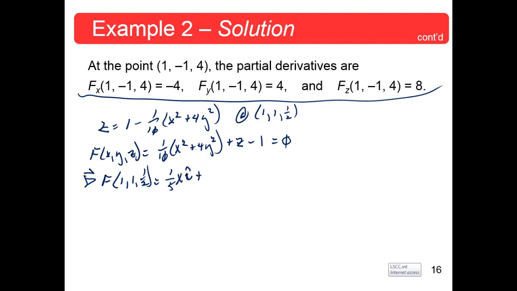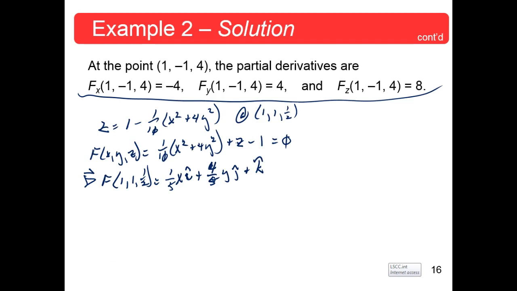Plus 8/10, which is 4/5, or 0.8 y in the j direction. Okay, it's just plus, the partial with respect to z is 1, so that would be plus k. Okay, so there's the gradient.